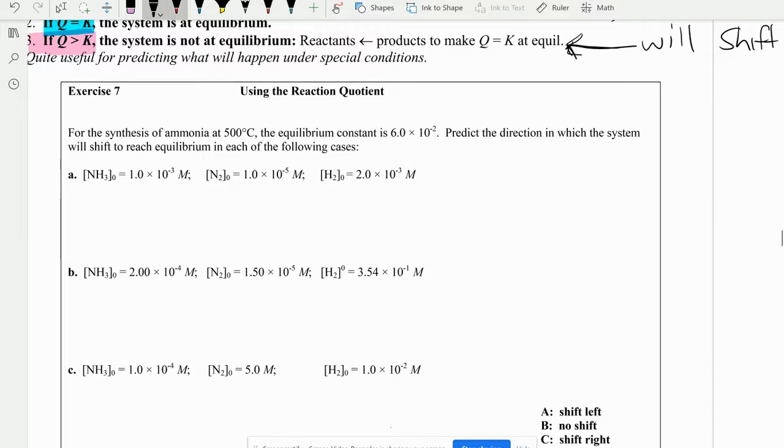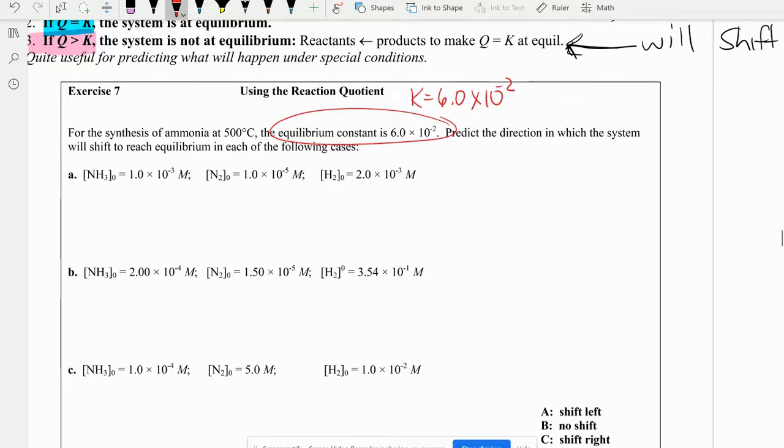Bam, they gave us our equilibrium constant. Look at that. K equals 6.0 times 10 to the minus 2. So right in our problem, they actually gave us K. Now, how do I know I'm going to be setting this problem up and calculating the reaction quotient? Well, go ahead and read the rest of the problem.